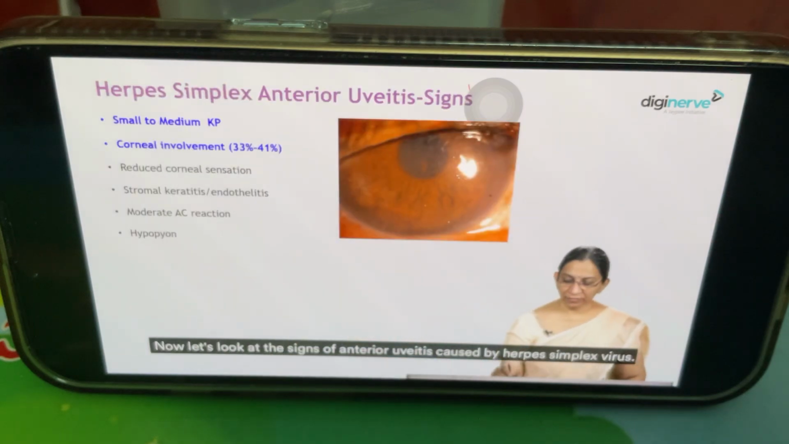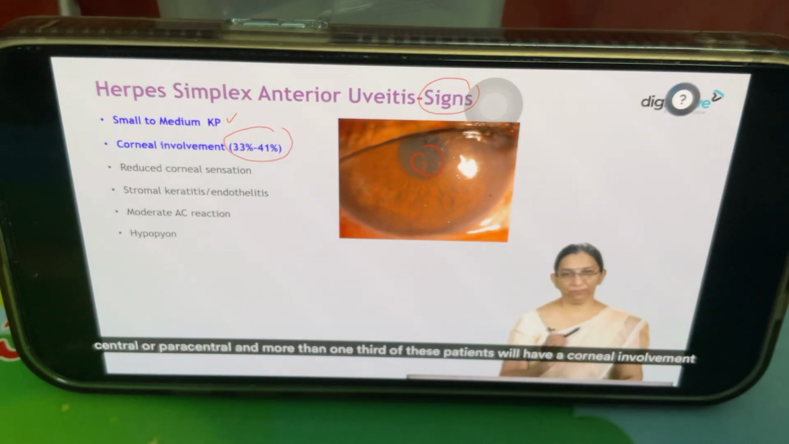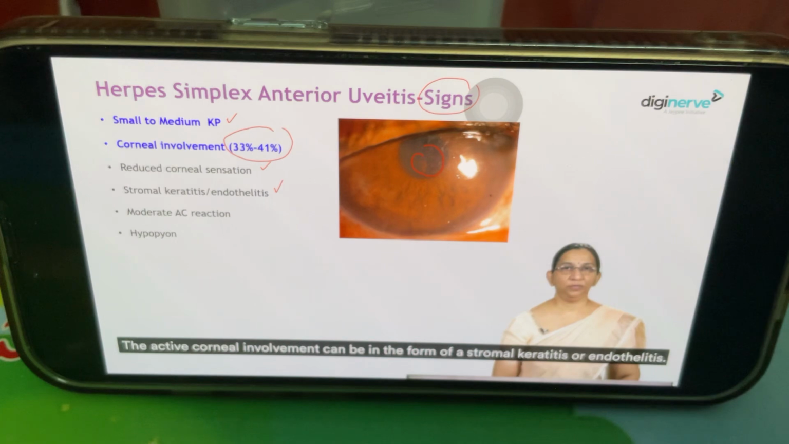Now let's look at the signs of anterior uveitis caused by herpes simplex virus. They generally have small to medium keratic precipitates which can be pigmented, usually central or paracentral, and more than 1/3 of these patients will have corneal involvement, which can be an active involvement or a scar. It's very important to check for corneal sensation in these cases. The active corneal involvement can be in the form of a stromal keratitis or an endothelitis. The anterior chamber reaction is moderate, but sometimes it can be so severe as to produce a hypopyon.